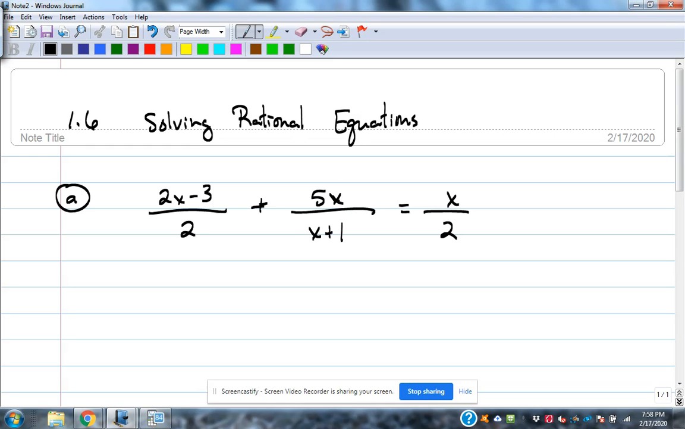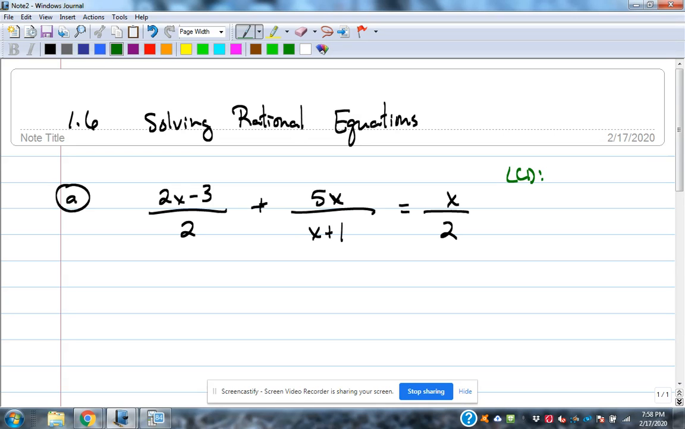The difference here is that you've got 3 fractions to deal with instead of just 2. Okay? But the premise is exactly the same. You're still looking for a least common denominator. So the denominators, you need to first look to see if you can factor any of them. So 2, x plus 1, and 2. None of those can be factored. So they're in their simplest form at this point.